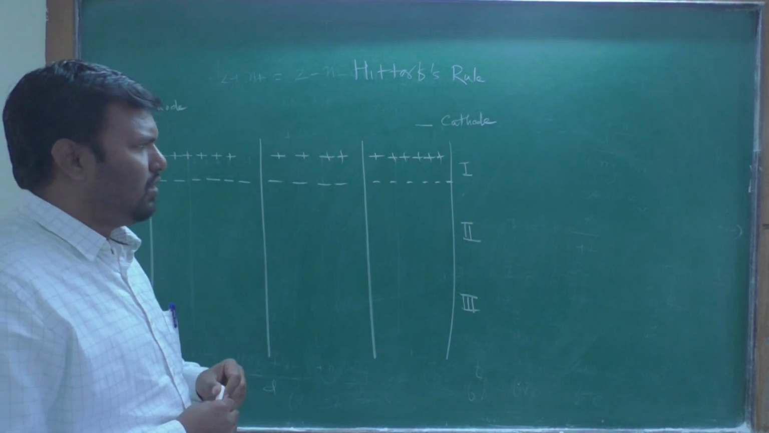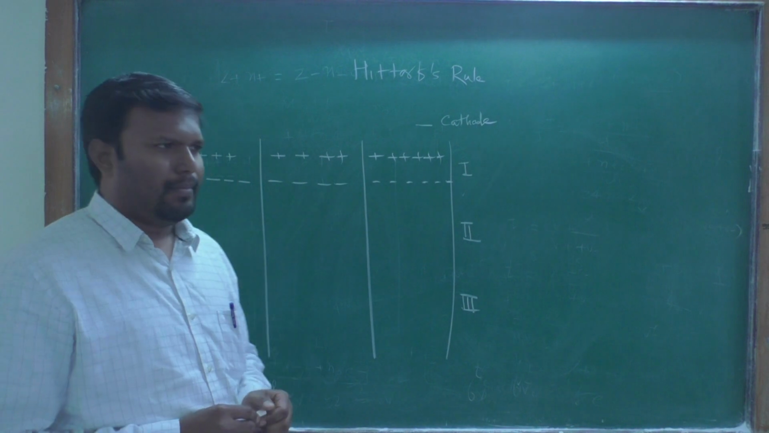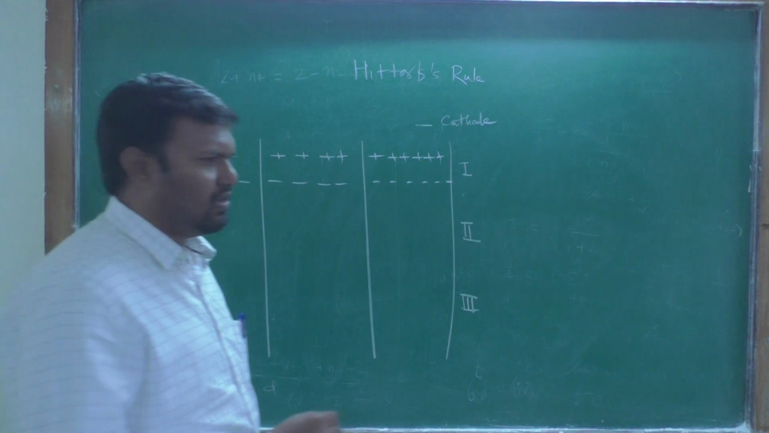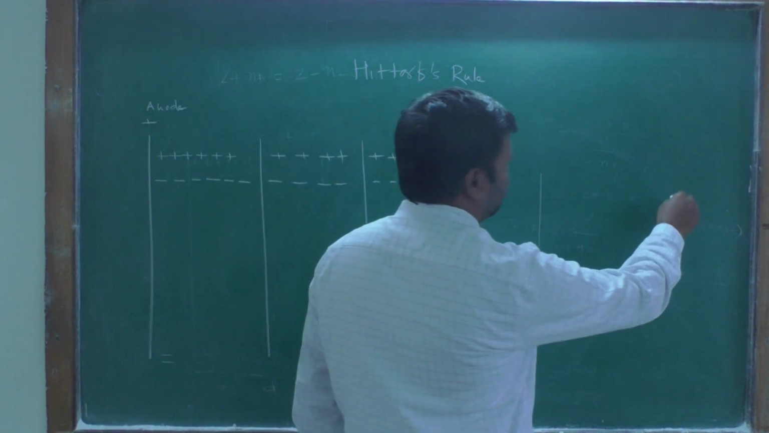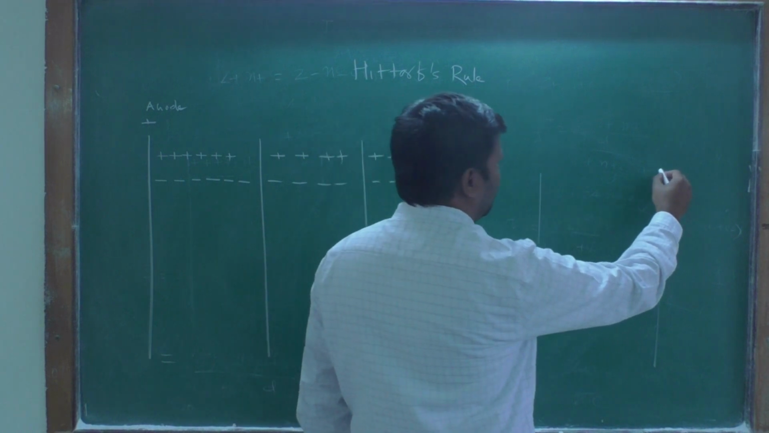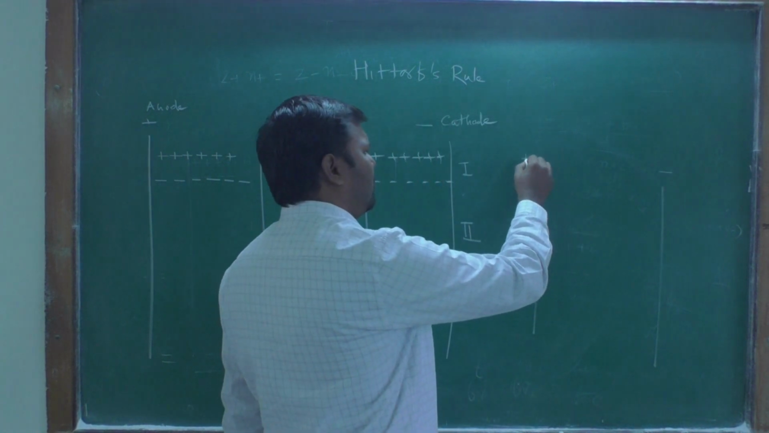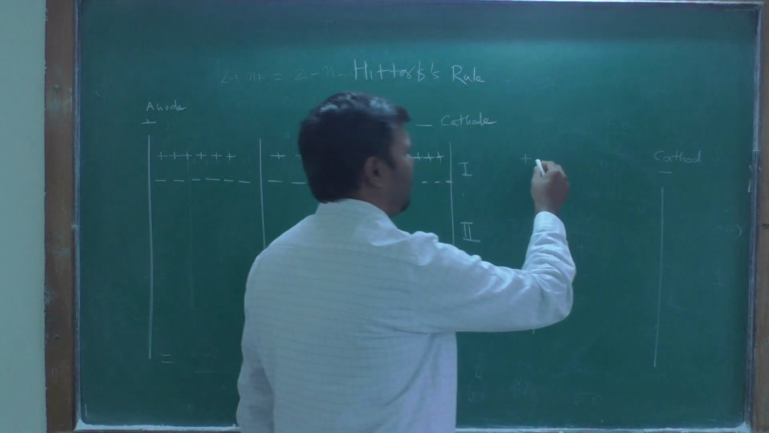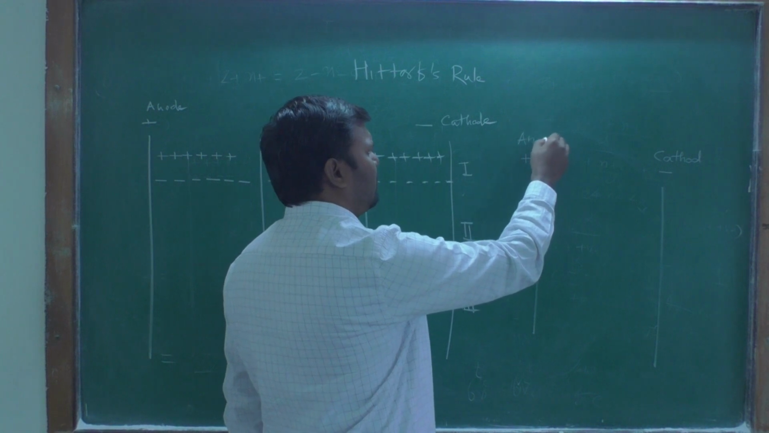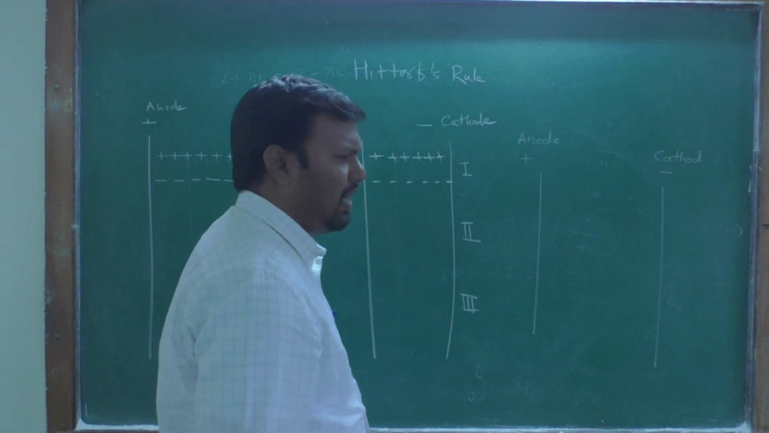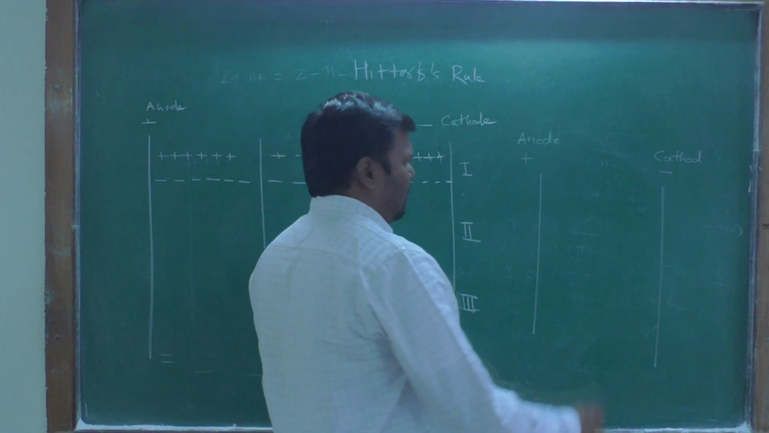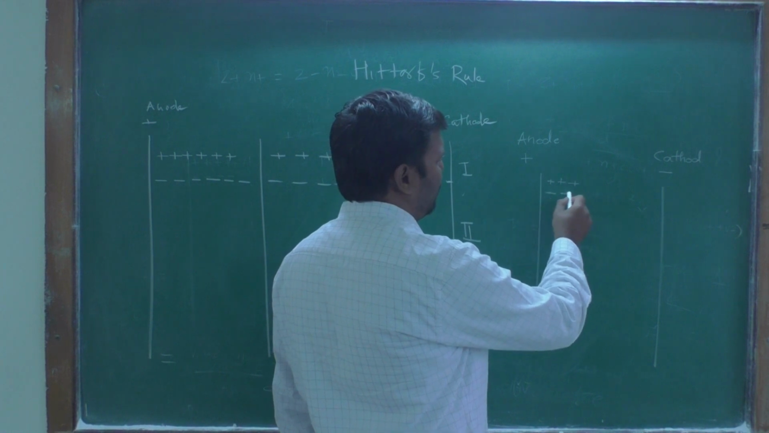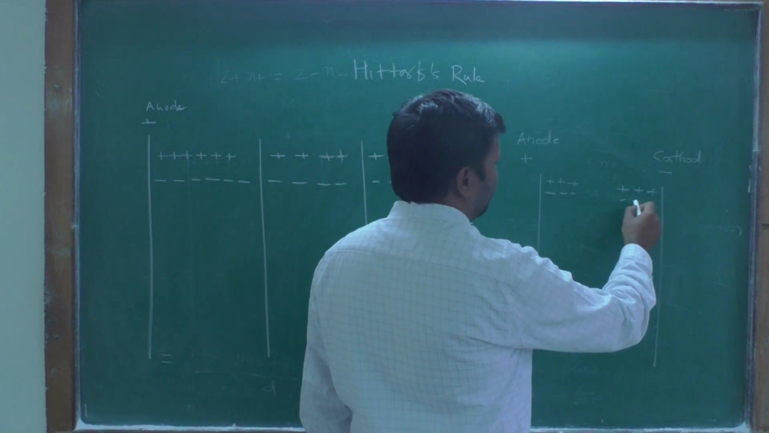Dear students, today we will discuss the Hittorf rule. Suppose we have a cell. One end is negative and the other end is positive. The negative end we denote as the cathode electrode, and the positive end we denote as the anode electrode. In this cell there are positive and negative ions.